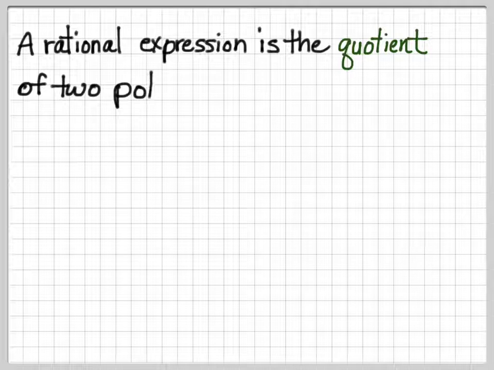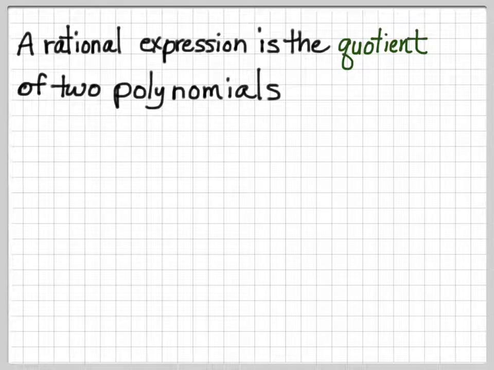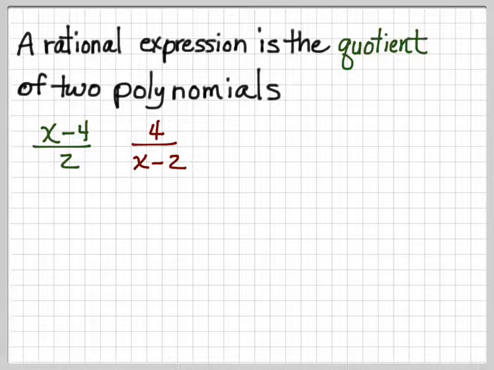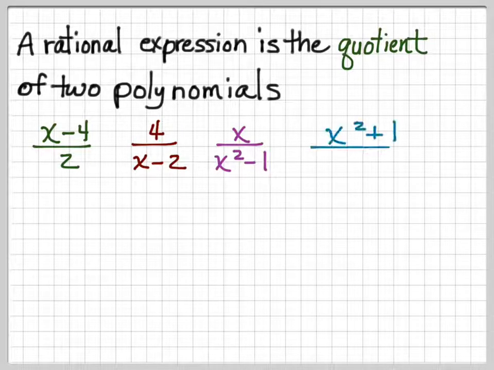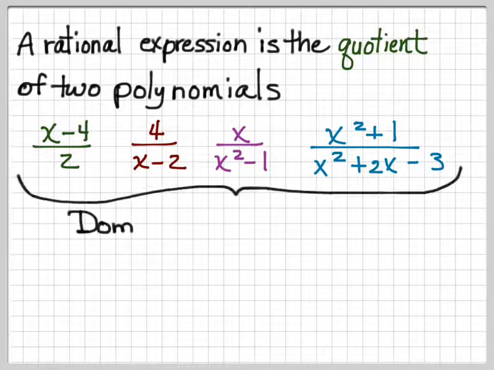Okay, a definition. A rational expression is the quotient of two polynomials. Quotient meaning divide, meaning fraction. X minus 4 over 2 is an example. 4 over x minus 2 is an example. X over x squared minus 1 is an example. And x squared plus 1 over x squared plus 2x minus 3 is an example. Anytime that you have two polynomials and you put them one over the other, that is a rational expression.